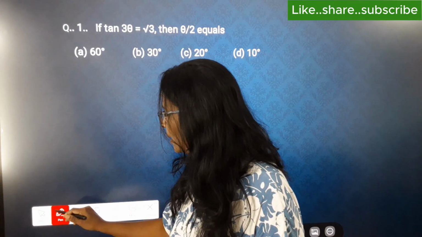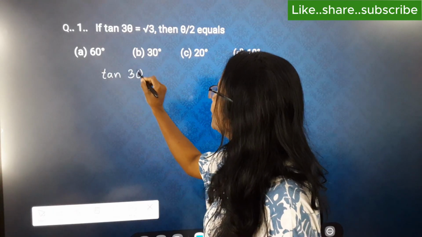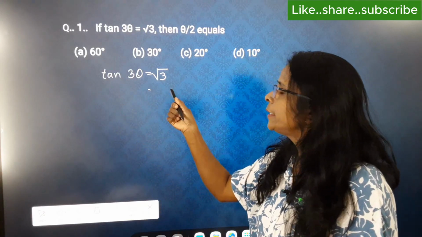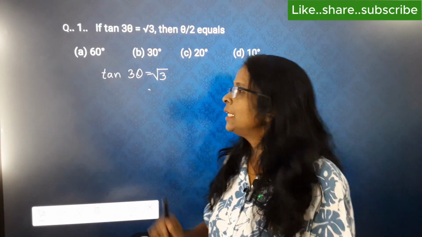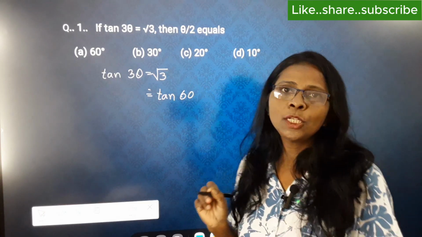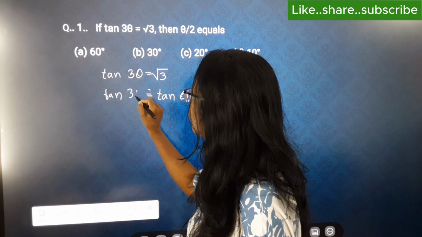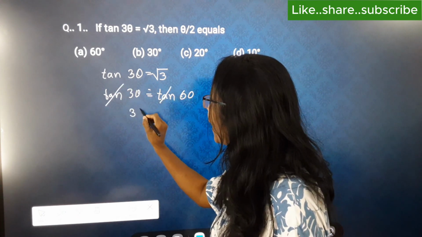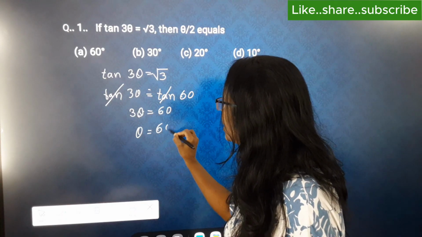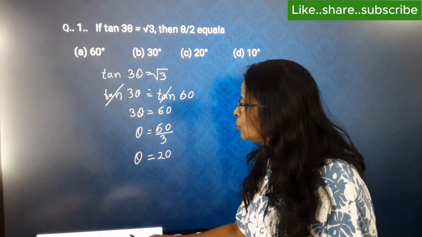Okay, and here the given is that tan 3 theta is equal to root 3. Now we very well know that root 3 is nothing but the value of tan 60. So I write instead of root 3 that is tan 60. So now here tan 3 theta as it is. Okay, so now here tan gets cancelled and then 3 theta is equal to 60. That means theta is equal to 60 upon 3. So theta is equal to 20. Now the theta is equal to 20 students.